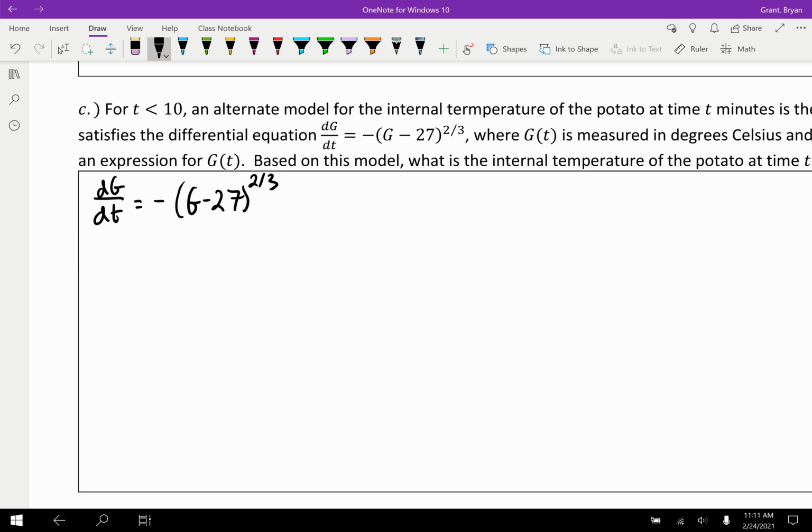Okay, first step of separable differential equations, separate your variables. dt is here, we want it on the other side. G is here, we want it on the other side. So I'm just going to start with that dt. So dg is equal to negative g minus 27 to the 2/3 times dt. We're almost there, but the g's aren't on the same side, so I need to divide this off.